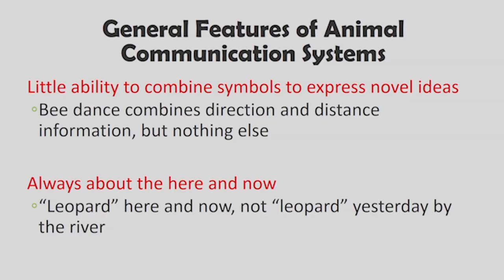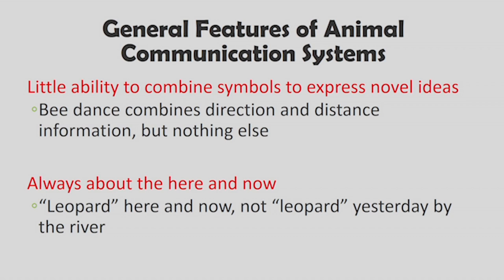Also, most animal communication systems are about here and now. They express situations that are happening right here and right now. So when they express an idea, it is about the present situation. Animal communication systems are never going to tell you what happened yesterday or what will happen tomorrow. They will never predict the future. It is just in the moment. It will tell you what is happening right now, what is going to happen right now, and they are able to communicate here-and-now situations.